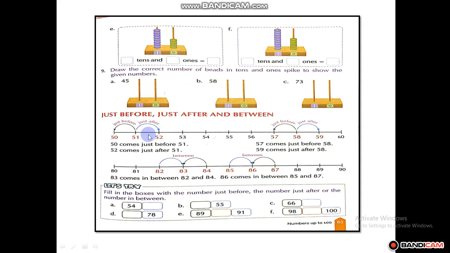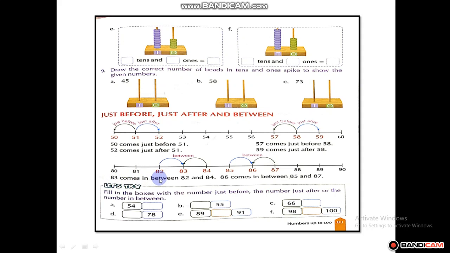Just try to understand this. 52 comes after 51. Clear? Here also 57 comes just before 58. And 59 comes just after 58. Clear? So children, understand all this and then do, because it is slight bit confusion, but children, if you see it properly, read it again and again and draw it like this, I think you will come to know. It will be clear in your brain.